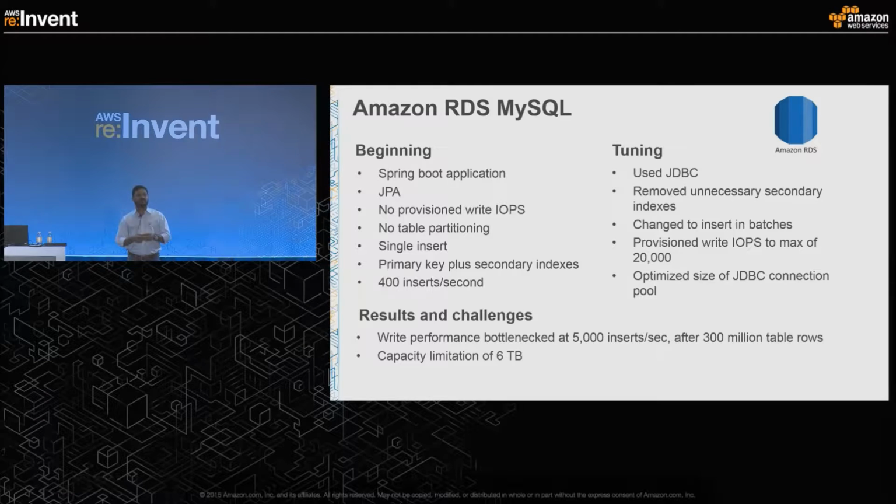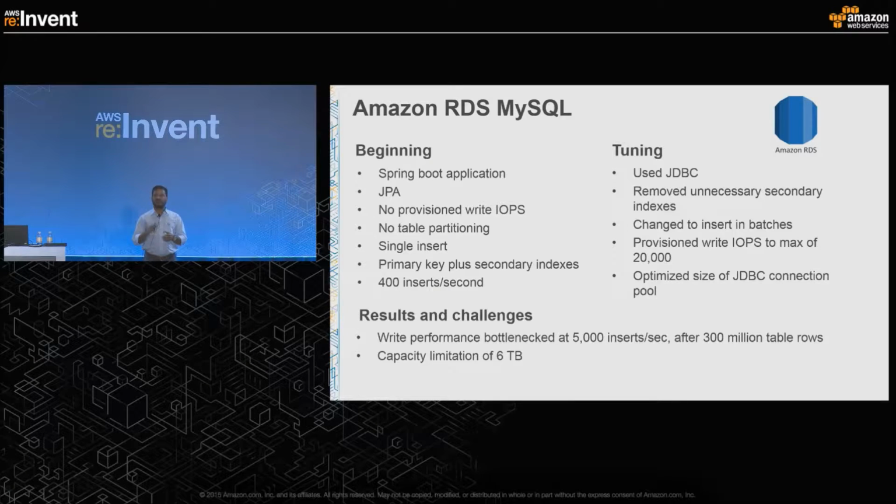And this is around the time we started exploring AWS. And we started with MySQL. And we started really simple. We went with JPA, no provisioned IOPS, no table partitioning, single inserts. And we got a performance of roughly 400 inserts a second. We did some of the basic tuning. We used JDBC. We started doing batches. We provisioned IOPS, and we were able to increase the performance significantly to around 5,000 inserts a second.